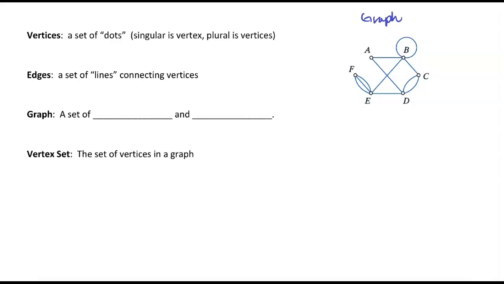Edges on a graph are the set of lines that connect the vertices. Notice that they can be straight lines or curved lines. Either way, they connect two vertices together. So to have a graph, we need a set of vertices and edges. The vertex set of a graph is the set of all of the vertices in the graph, and we notate the vertex set for this graph like this.